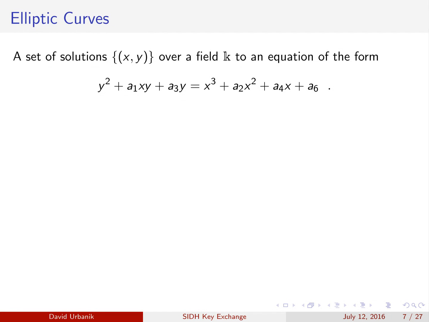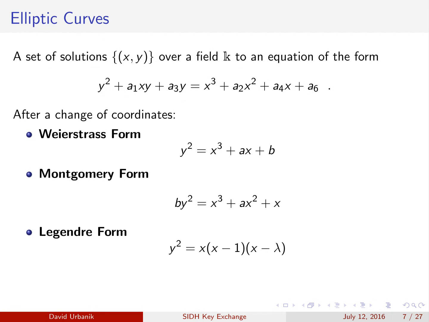And so just like you can shift a parabola, you can shift the y-axis in a quadratic equation to get rid of the linear term, and you can shift the x-axis to get rid of the constant term. You can shift the x and y axes in this way in order to get various different forms and also do some other transformations. And so commonly you'll actually see elliptic curves written in a form that looks something like this. The Weierstrass form at the top is very, very common.